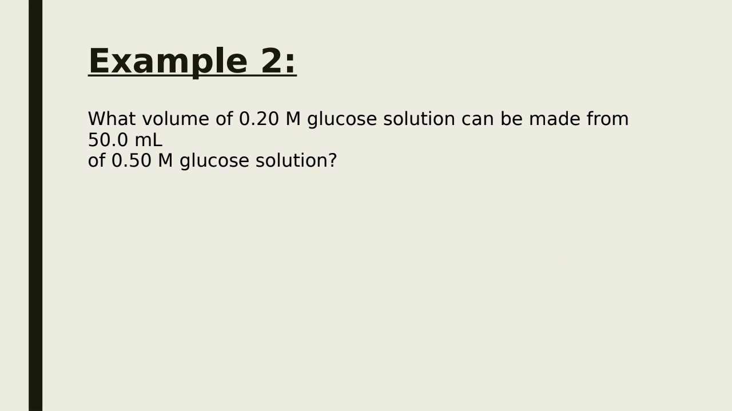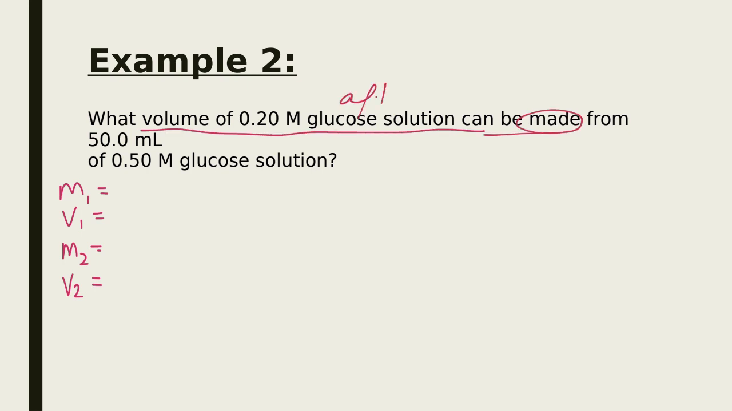Here's another example that we'll try. It says, what volume of 0.2 molar glucose solution can be made from 50 mL of 0.5 molar glucose solution? So write down all of our variables off to the side: M1, V1, M2, V2. And again, we're looking for the variables that are before the dilution and then after the dilution. This says, what volume of 0.2 molar glucose solution can be made? So these are all after dilution. From 50 mL of 0.5, this is the before, or the initial, however you want to call it.